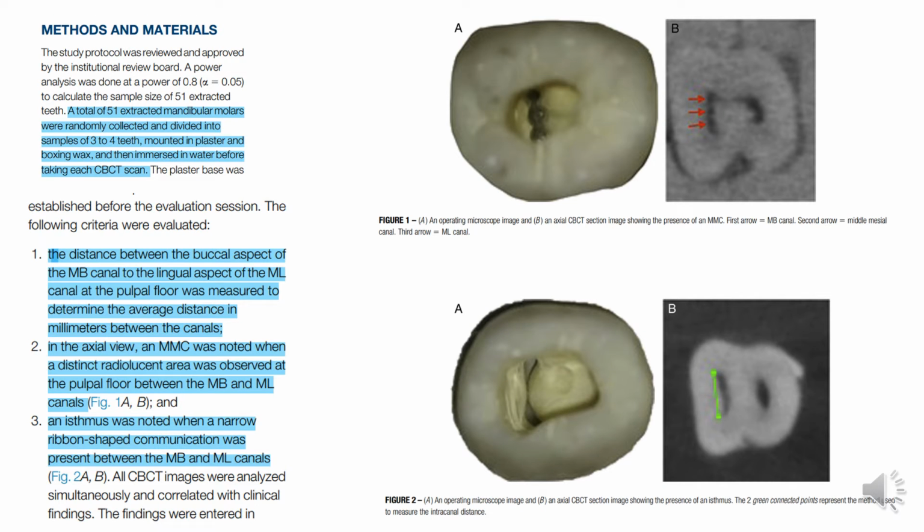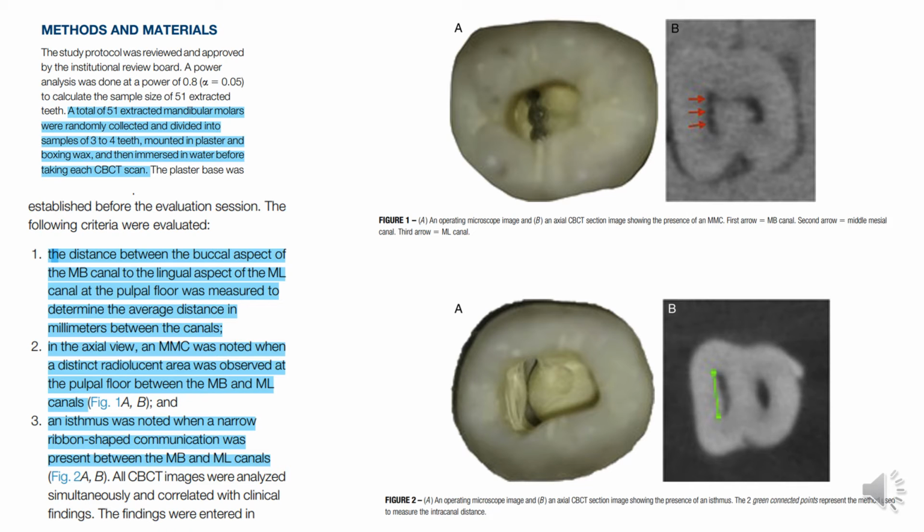For the methodology, they used 51 extracted mandibular molars with complete root formation. After completion of the access cavity, the internal anatomy was evaluated under a dental operating microscope and CBCT images. The following criteria were evaluated. First, the distance between the buccal aspect of the mesiobuccal canal to the lingual aspect of the mesiolingual canal at the pulpal floor was measured to determine the average distance in millimeters between the canals.